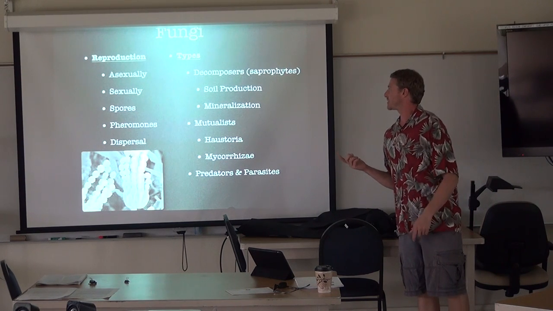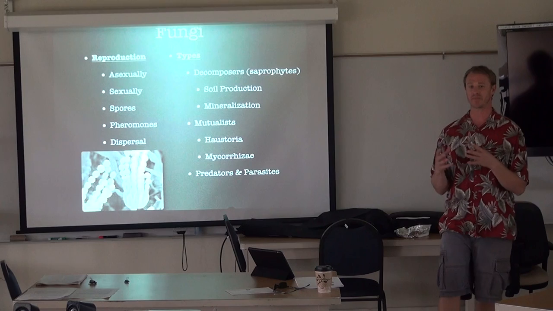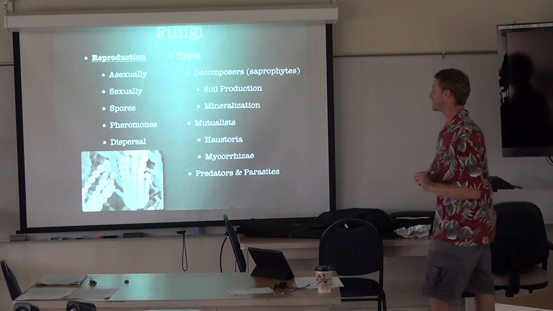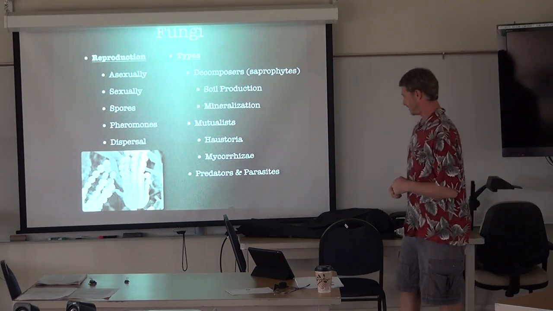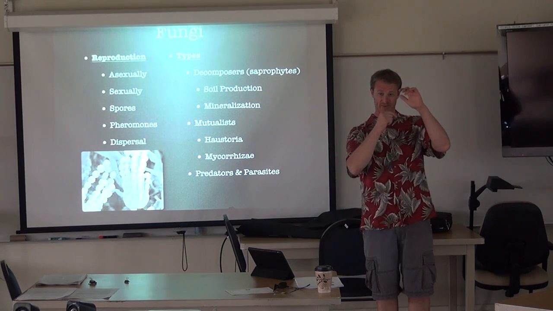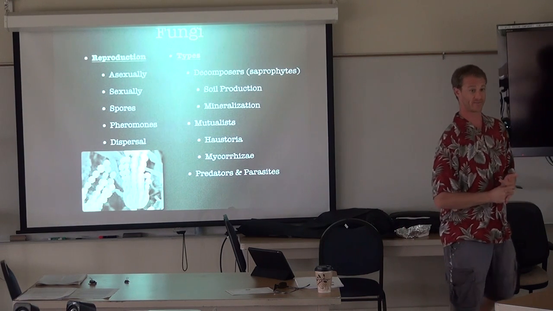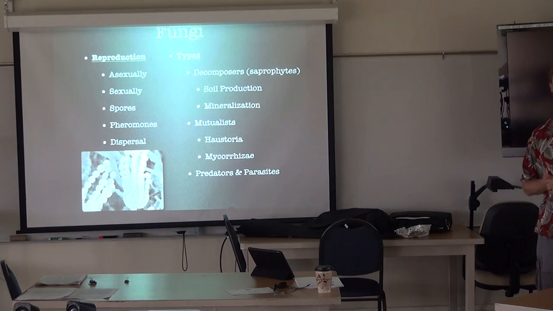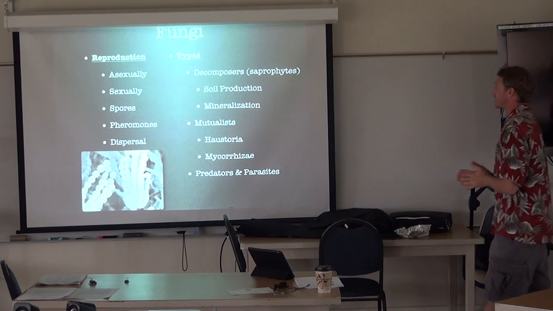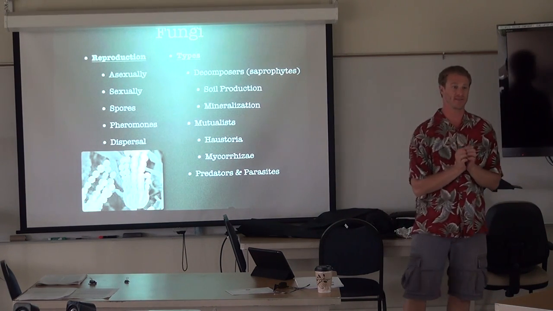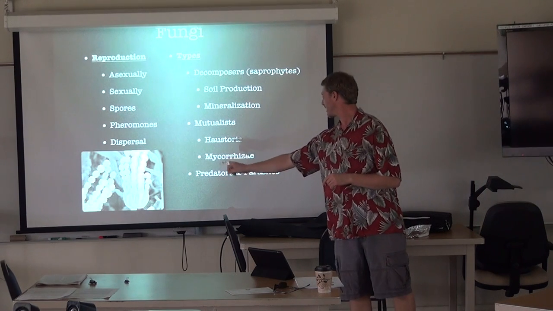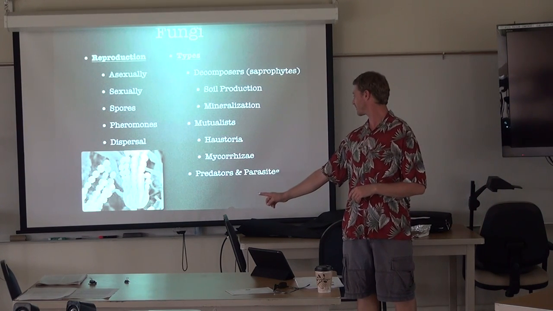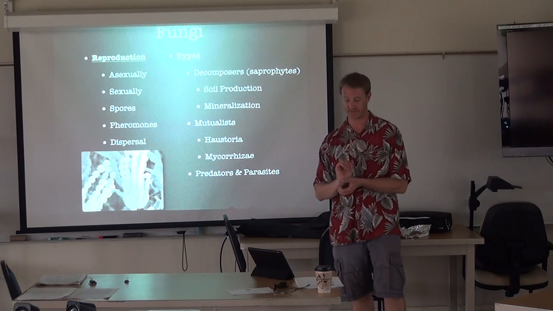There's mutualists, which have relationships with plants. Okay, I mentioned the mycorrhizae, so that's going to have an association with plants' roots, and that little insert that I was talking about, the in and out, that's called the haustoria. The haustoria is that flow in and out, in the area where it flows in and out. And of course there are predators and parasites. So mutualist, essentially that's a mutualist as well, right? Predators and parasites, somebody's benefiting.